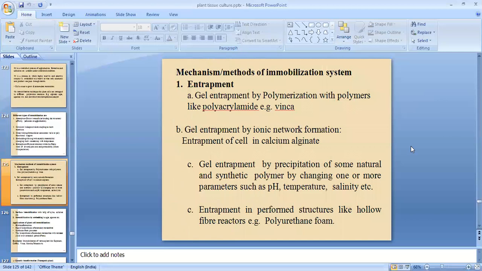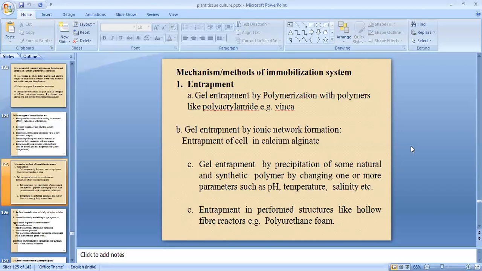So first, what do you mean by entrapment? Gel entrapment by polymerization with polymers like polyacrylamide, for example Vinca. The second one is gel entrapment by ionic network formation, that is the entrapment of cells in calcium alginate. Usually we do this method in our laboratory.